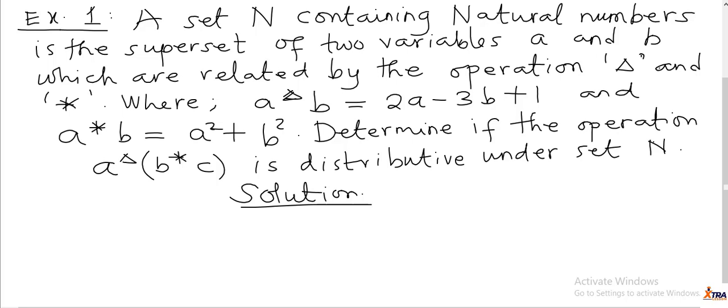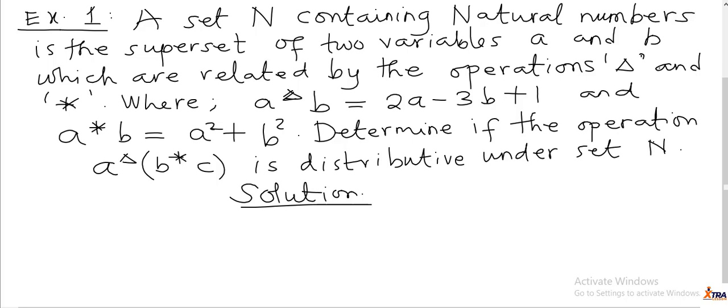In today's class we'll be considering a set N containing natural numbers, which is the superset of two variables A and B, which are related by the operations triangle and the second one asterisk, where A triangle B is equal to 2A minus 3B plus 1, and then the second operation, A asterisk B, is equal to A squared plus B squared. Now, we are asked to determine if the operation A triangle (B asterisk C) is distributive under set N.